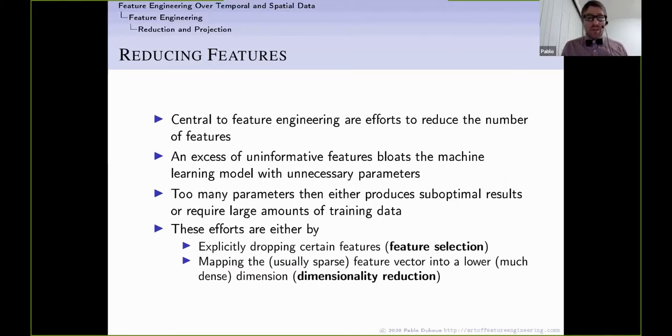The most common feature engineering technique, the one that everybody associates with feature engineering, is feature reduction.